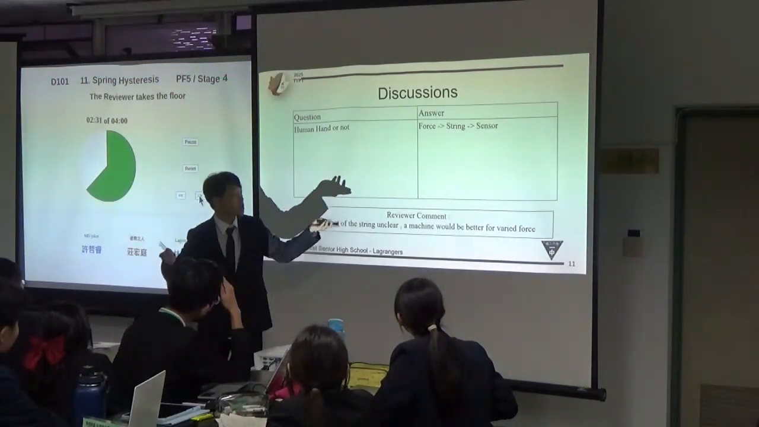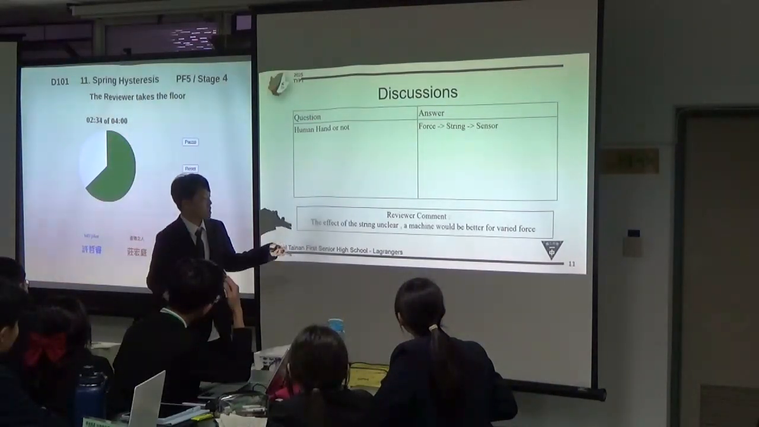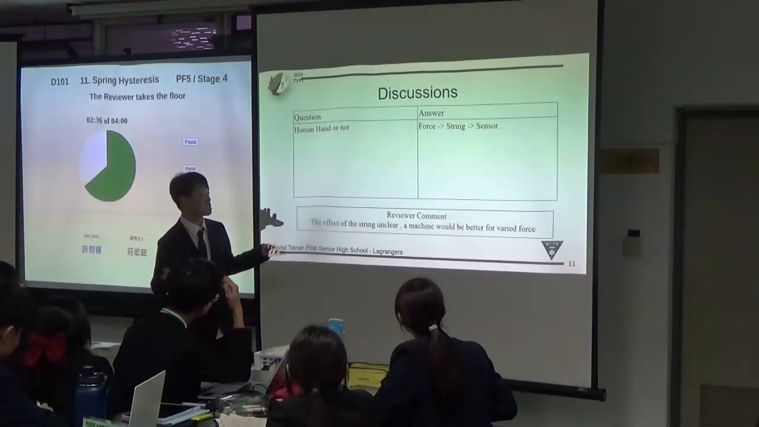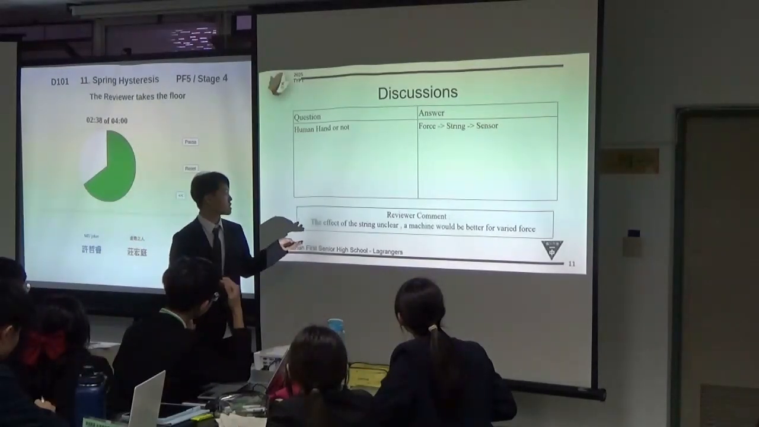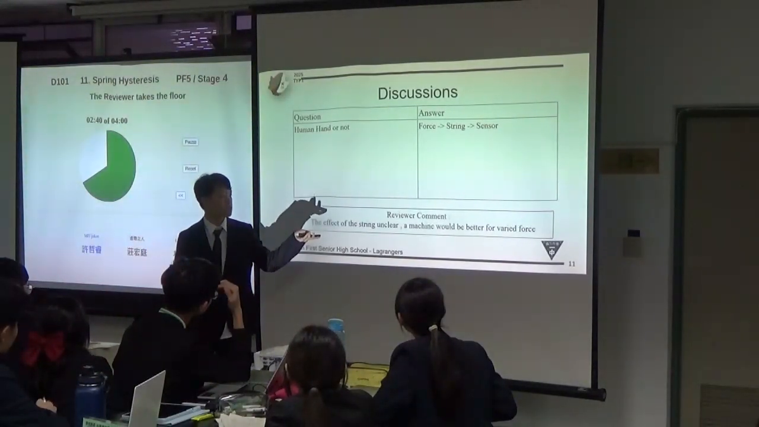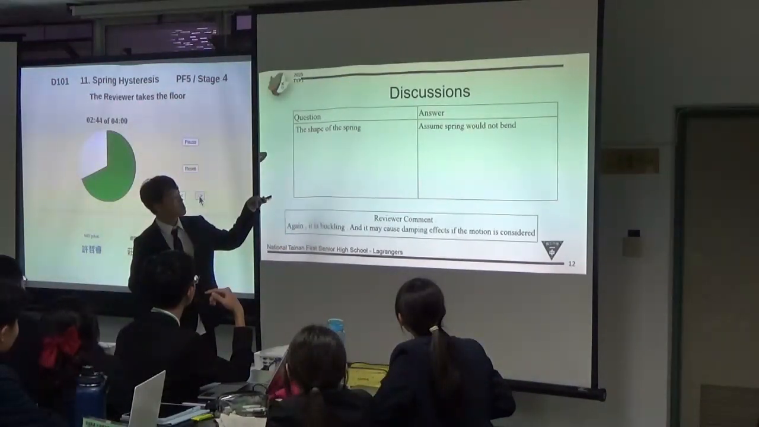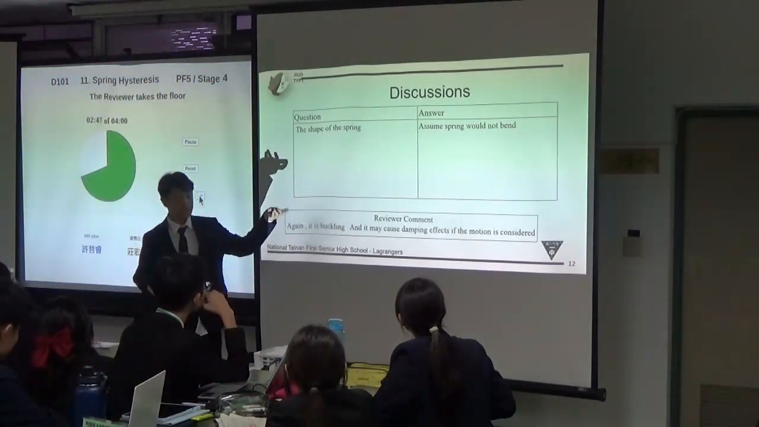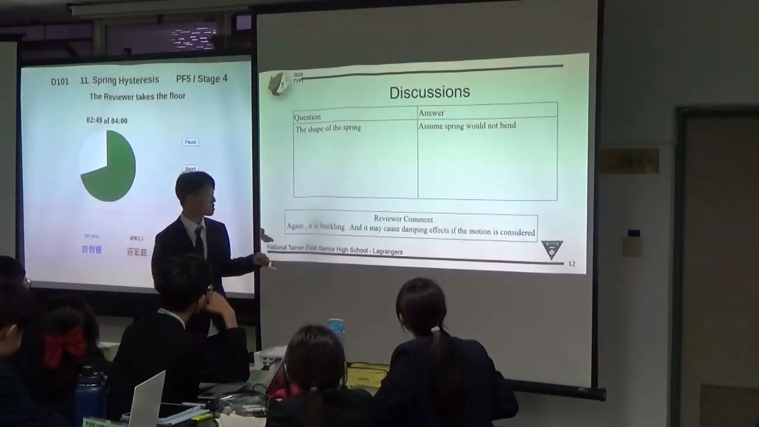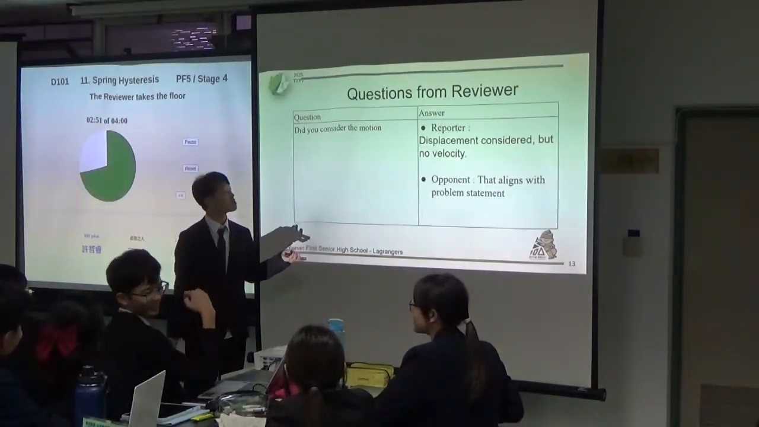I think the vertical is okay, but I don't know what. They should try some pulley or something else. So the effect of the string is unclear. A machine would work better. You can see that the shape of the spring assumes the spring would not be bent. Of course, now you can see the picture, and that's buckling, of course.